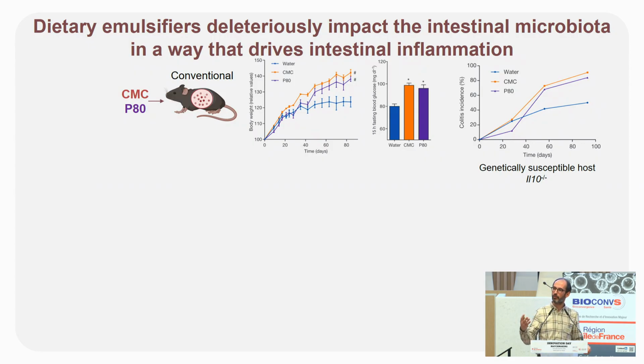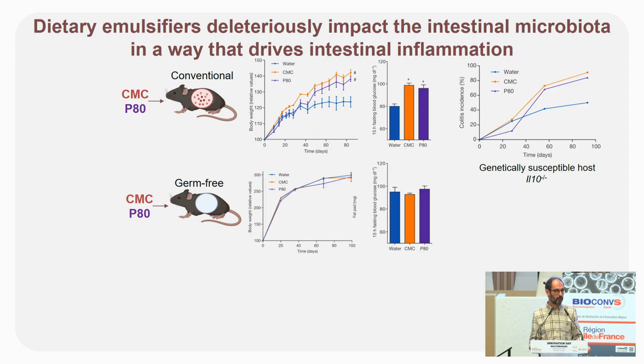And you can see that just by adding those food additives to the diet, the mice are indeed developing much more severe colitis compared to untreated animals. And regarding the mechanism, the microbiota is very key to drive this detrimental effect, because if you take germ-free mice, so mice without a microbiota, we are completely losing the phenotype. So dietary emulsifiers are not detrimental anymore.